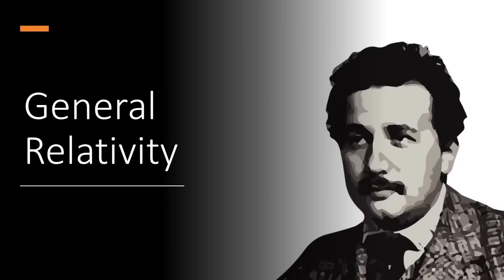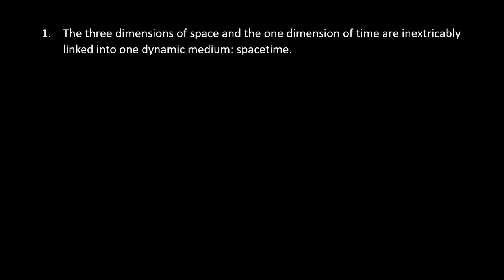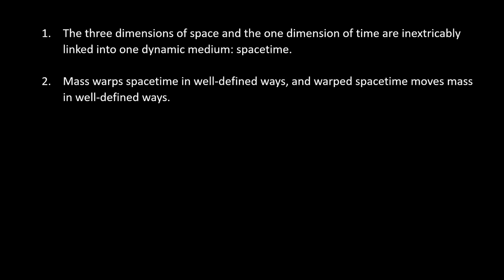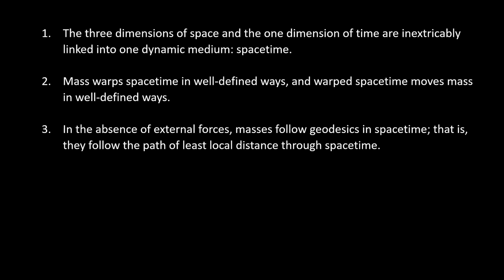As a starting point, we should be able to agree that the following conclusions from general relativity are true. If you aren't familiar with any of these, I put links to great intro videos on each of these concepts in the description. 1. The 3 dimensions of space and the 1 dimension of time are inextricably linked into one dynamic medium, spacetime. 2. Mass warps spacetime in well-defined ways, and warped spacetime moves mass in well-defined ways. 3. In the absence of external forces, masses follow geodesics in spacetime. That is, they follow the path of least local distance through spacetime.